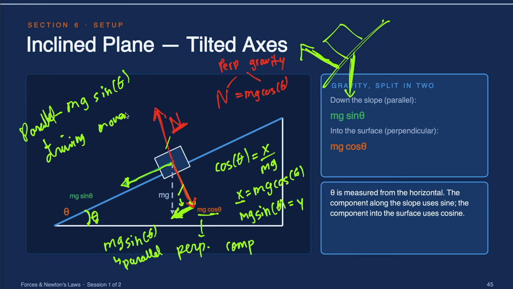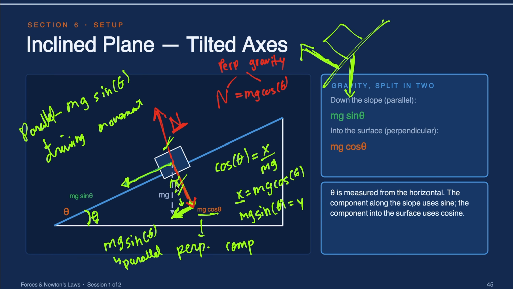Because normal and mg cosine theta cancel out. So the part of mg, or mg sine theta, is the only part, the parallel part, that's driving movement. Okay, that's the only force there. That's why acceleration is occurring.